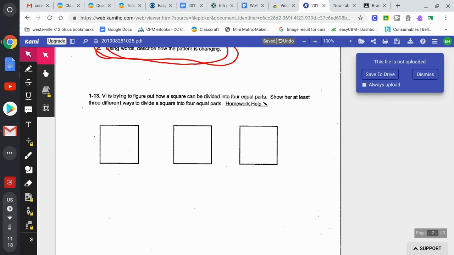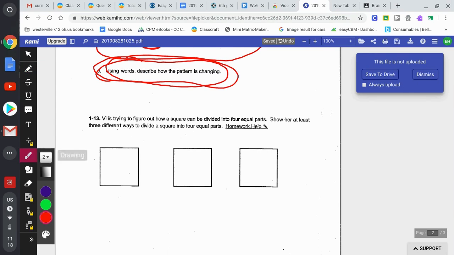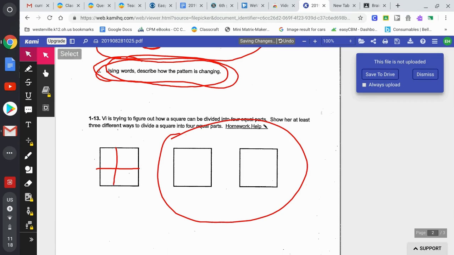Question 1-13. V is trying to figure out how the square can be divided into 4 equal parts. Show at least 3 different ways. So from the first problem, we've already done one. There was one way. So basically you have to try to divide them into 4 equal parts. You do that on the last 2.